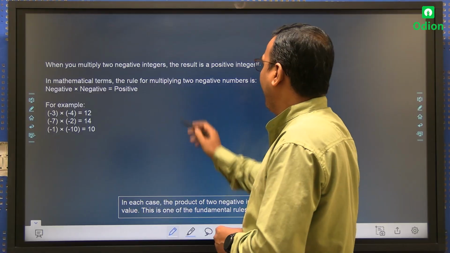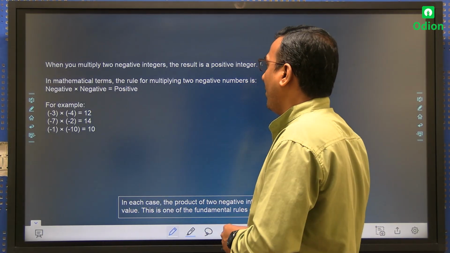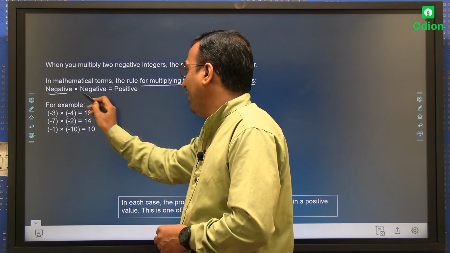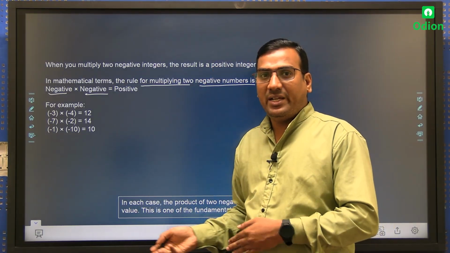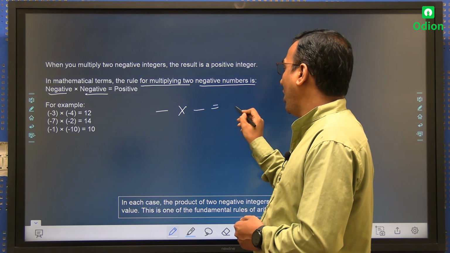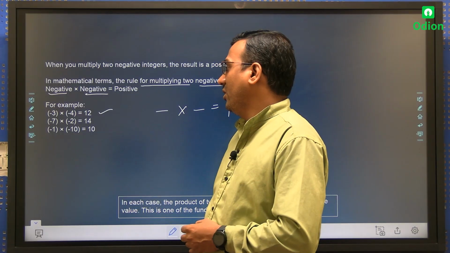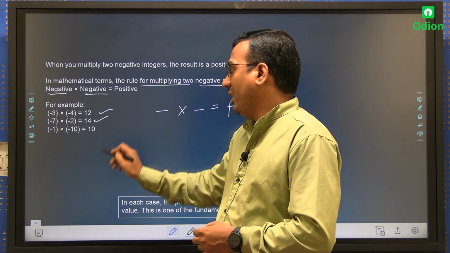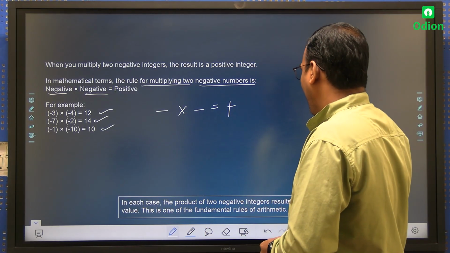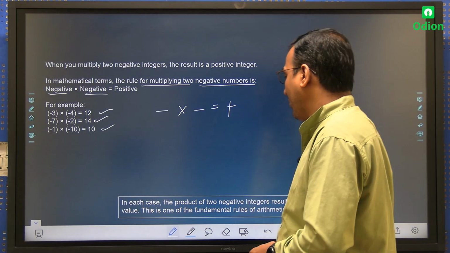When you multiply two negative integers, the result is a positive integer. Already we have discussed. In mathematical terms, the rule for multiplying two negative numbers is negative into negative is positive. Minus multiplied with minus, the answer comes with a positive sign. For example, minus 3 times minus 4 is 12, minus 7 times minus 2 is 14, minus 1 into minus 10, the answer is 10, and so on. In each case the product of two negative integers results in a positive value.